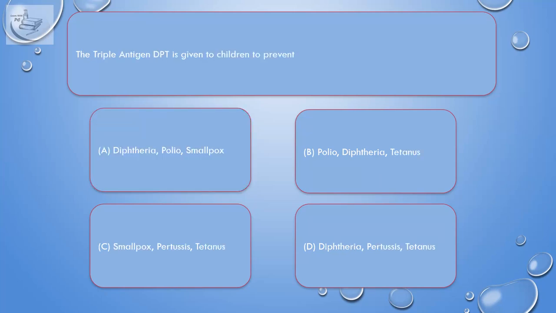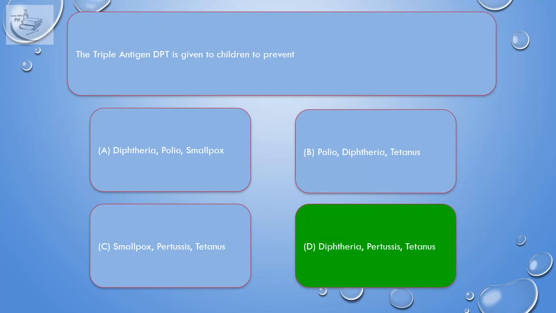Question: The triple antigen DPT is given to children to prevent A. diphtheria, polio, smallpox, B. polio, diphtheria, tetanus, C. smallpox, pertussis, tetanus, D. diphtheria, pertussis, tetanus. Correct answer is D. diphtheria, pertussis, tetanus.